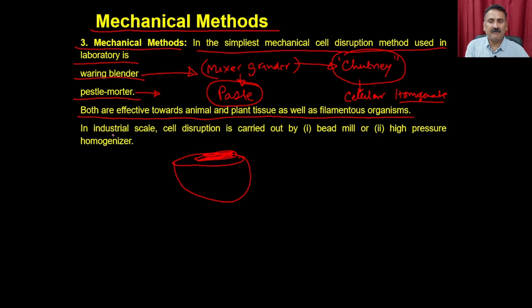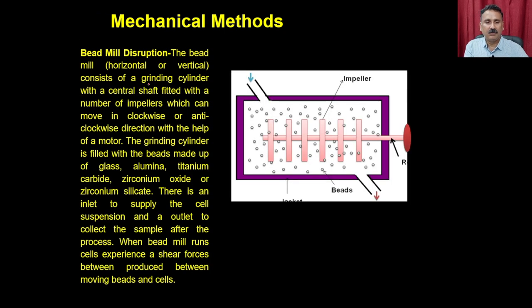So in those cases, you have to use the bead mill homogenizer or the high pressure homogenization. In a bead mill homogenizer, it can be either a horizontal model or a vertical model, which means the shaft is on this side, or it can be this way so that you have the shaft on this side. Either of these consists of a grinding cylinder with a central shaft fitted with a number of impellers.